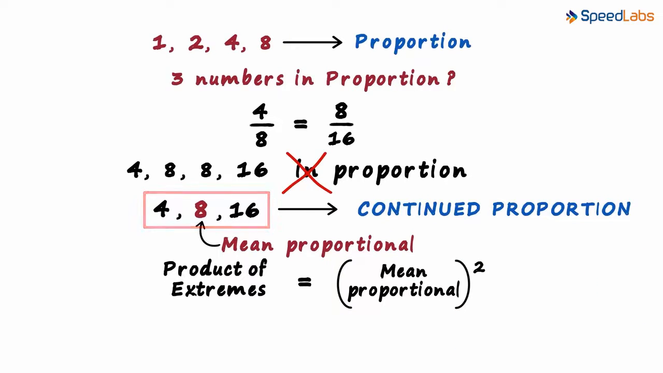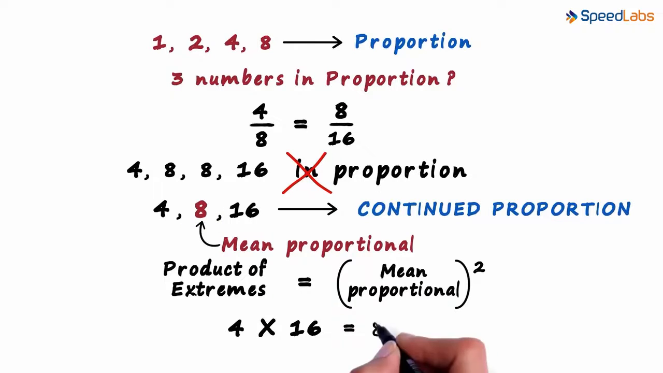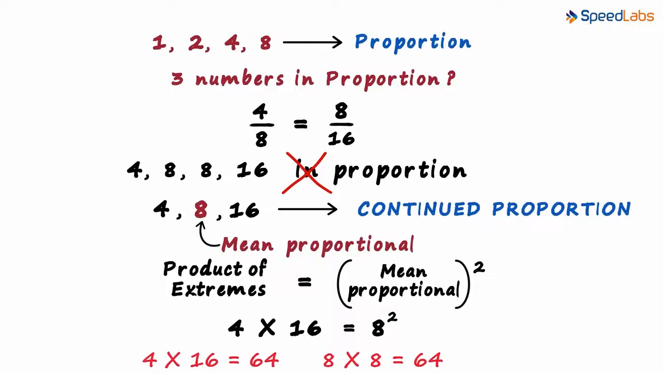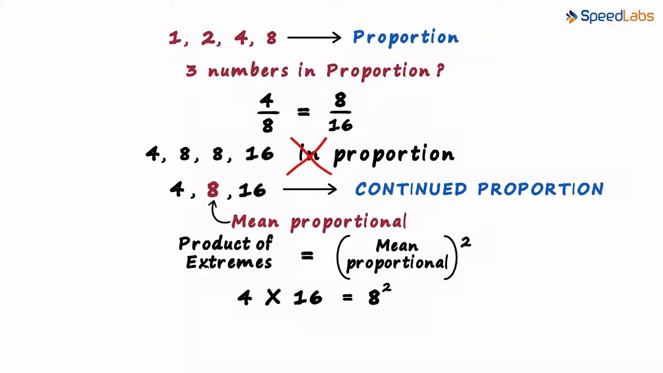In this example, the extremes are 4 and 16. The product of the extremes is 4 multiplied by 16. And the mean proportional is 8. Hence, this will equal 8 squared. Yes, both equal 64. Let's generalize it to get a better idea.